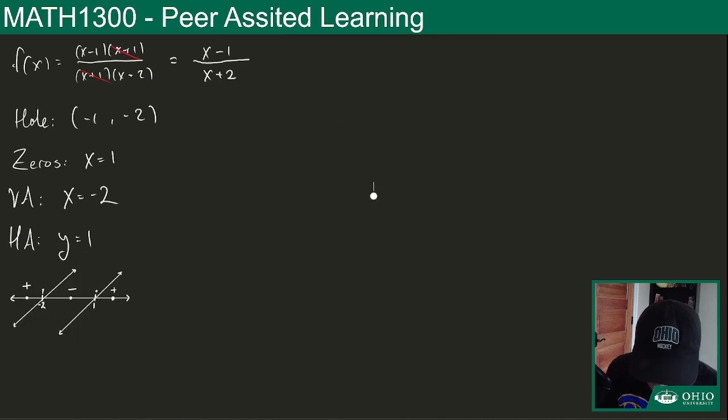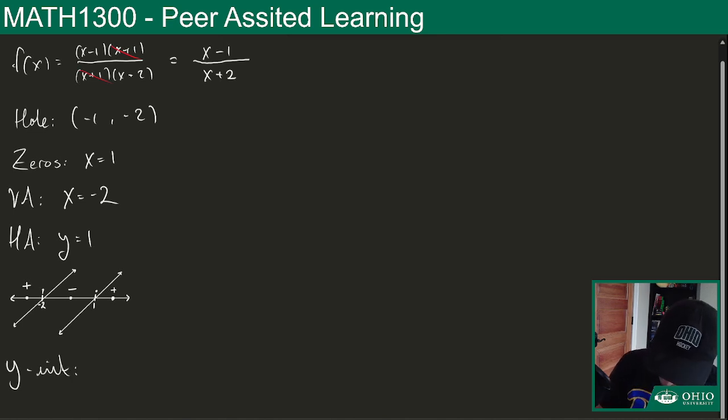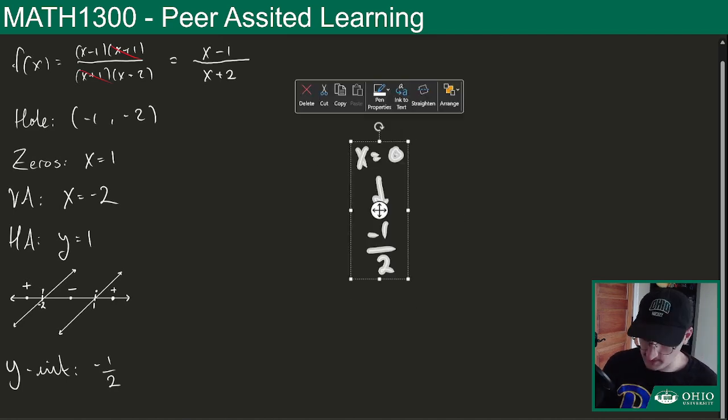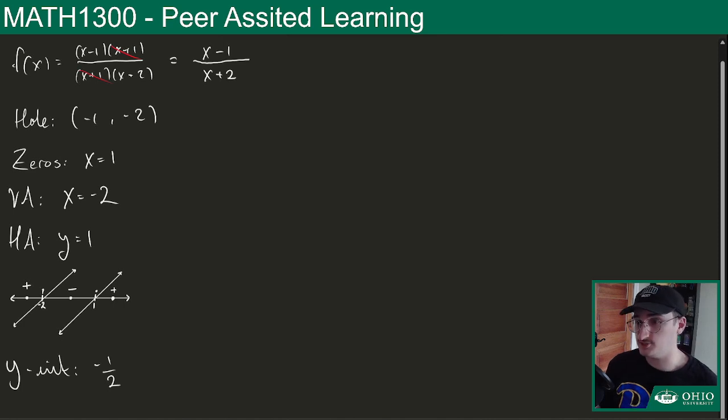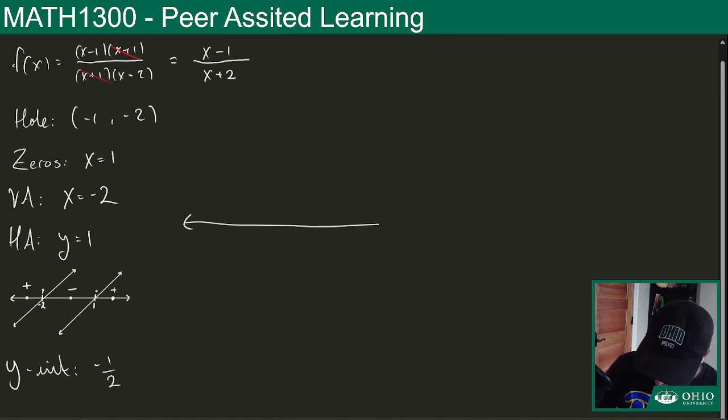And I think the last thing I have written down is you can find the y-intercepts. So if I set x equals 0, then I get negative 1 over 2, and so my y-intercept is negative 1/2. Okay, now let's take all this information and try and actually graph this function. So I'm going to draw a nice big set of axes.